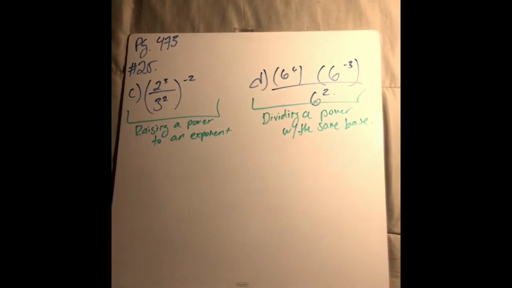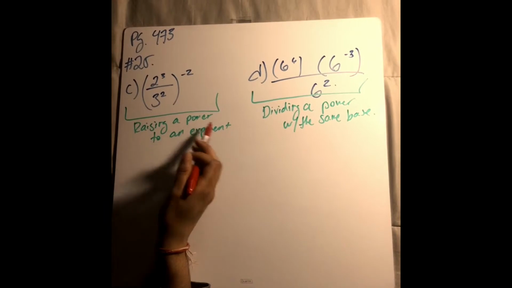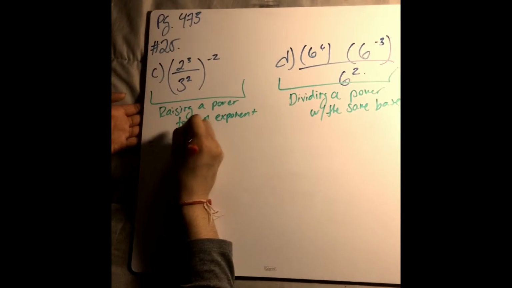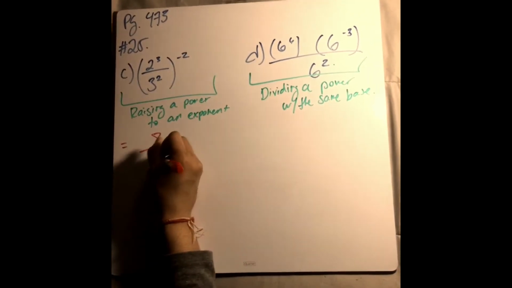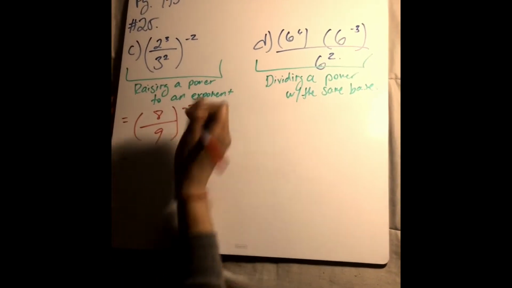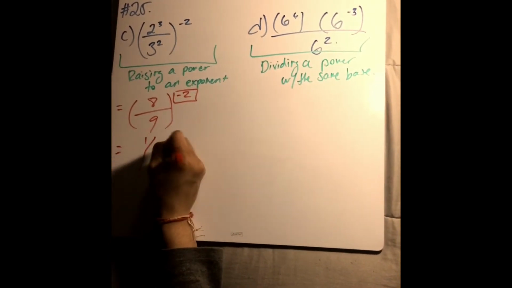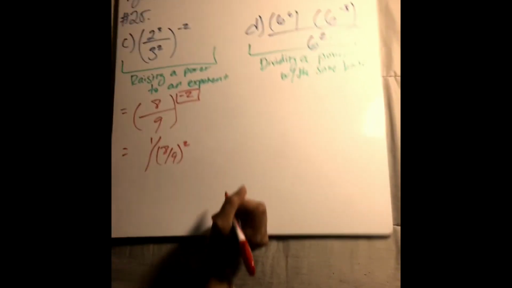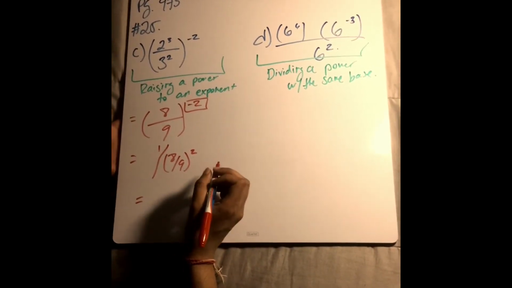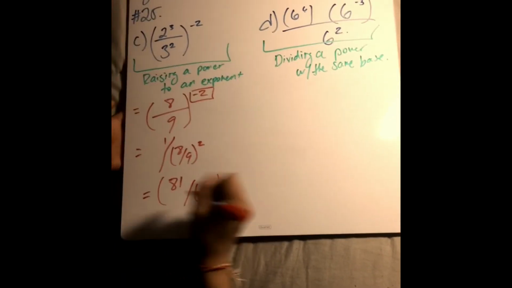So now we're going to be doing part C of question number 25. And just to mention, this exponent rule is also called raising a power to an exponent. We know that 2 to the power of 3 is the same thing as 8, and 3 to the power of 2 is the same thing as 9 to the power of negative 2. Since this is a negative exponent, again, we're going to flip the term. So it's 1 over 8 over 9 to the power of 2. And this is going to be 81 over 64 as the final answer.